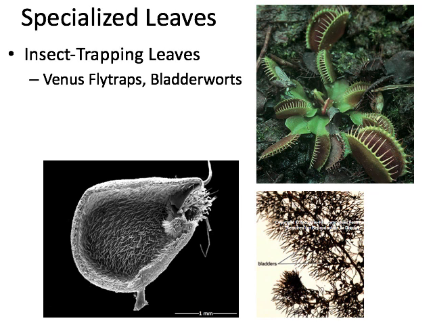Two more examples of insect trapping leaves include Venus flytraps, which are active traps that close down on the insect, and a bladderwort, which is also an active trap. These are actually special leaves that are found underwater, and they trap little tiny swimming creatures that are in the pond that this plant lives in.